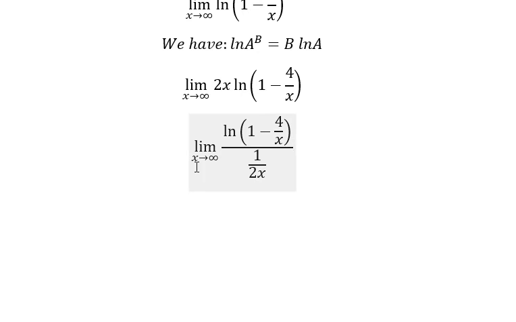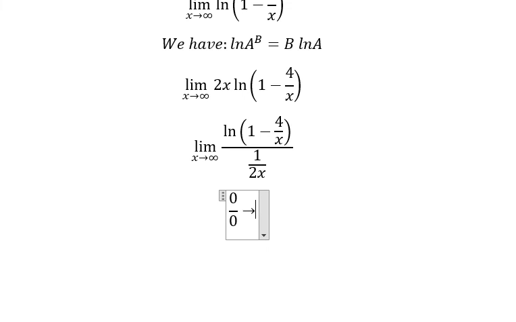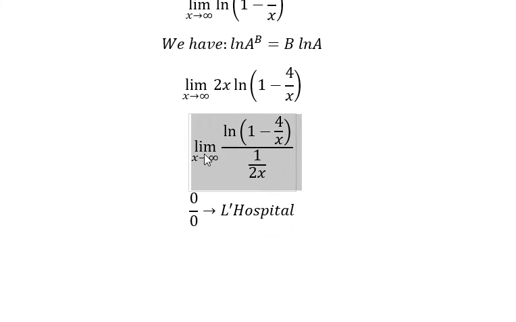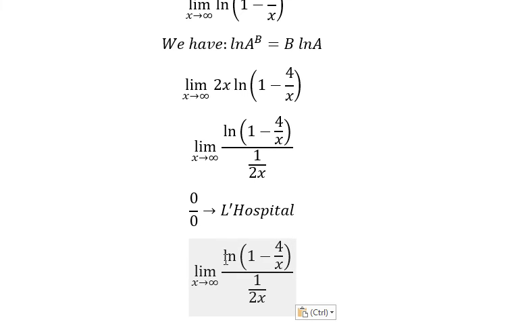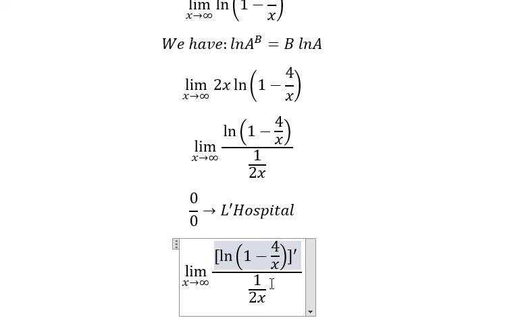Now, when s go to positive infinity, this one go to positive infinity, this one go to positive infinity. 4 divided by positive infinity, you got about 0. This one you got about 0. ln of 1 you got about 0. So this is about 0 over 0. So we can use about L'Hospital. That means we need to do first derivative on numerator and denominator.